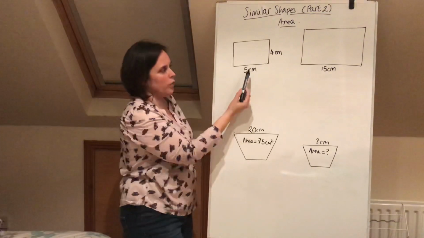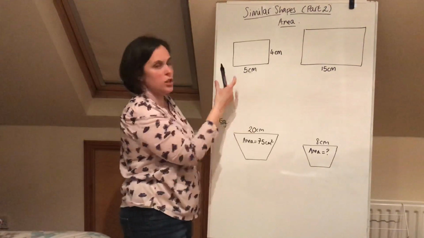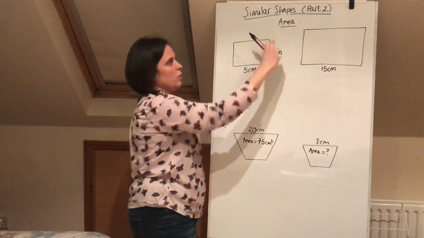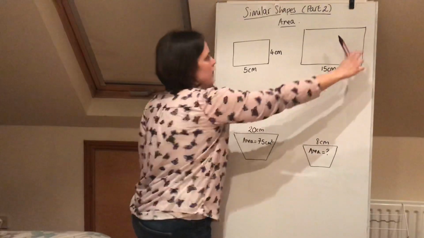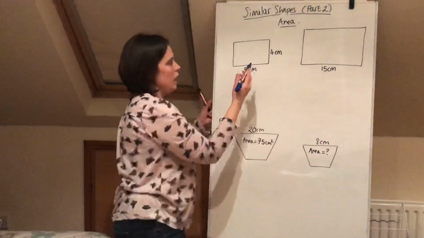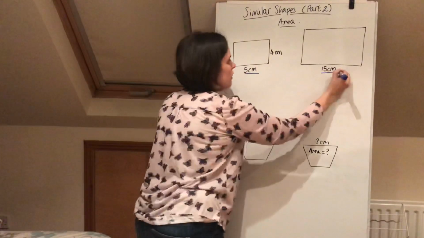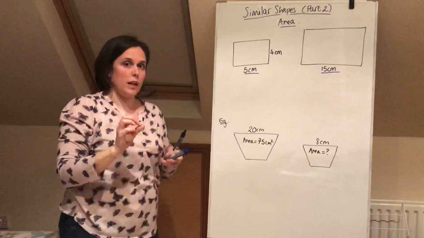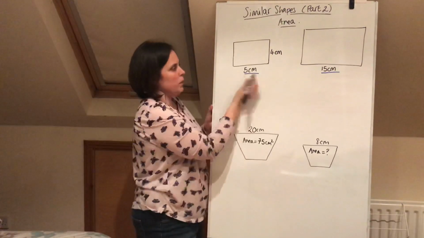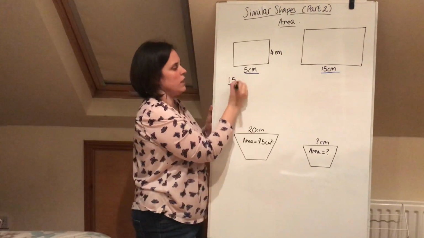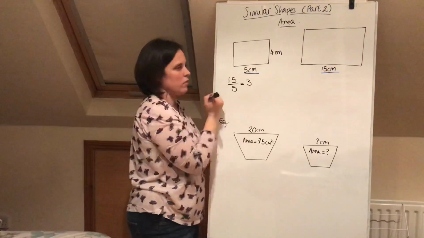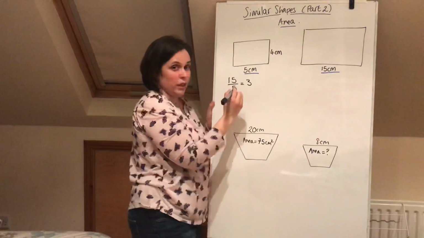So what we've got here is our corresponding sides, and you can see which ones are corresponding because of the diagram. This side is the longer one, this one's the shorter one, and the same here and here. So the corresponding sides would be the 5 and the 15. And you remember, if you want to work out the scale factor, you do the bigger one divided by the smaller one. So in this case we're going to do 15 divided by 5, which hopefully you can do in your head, which is 3. So that means our scale factor is 3.